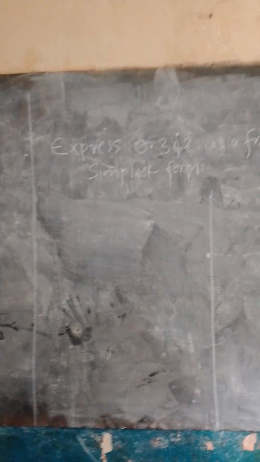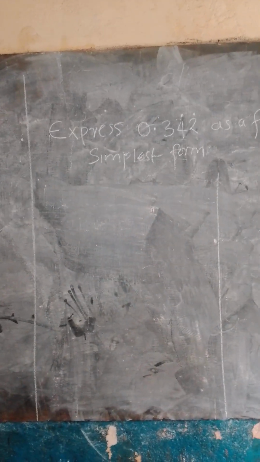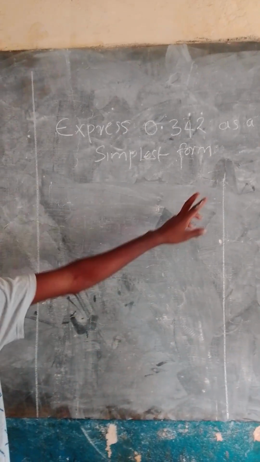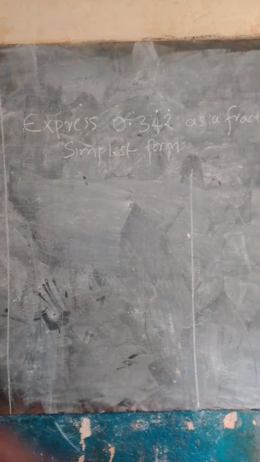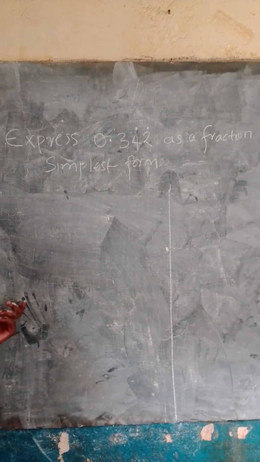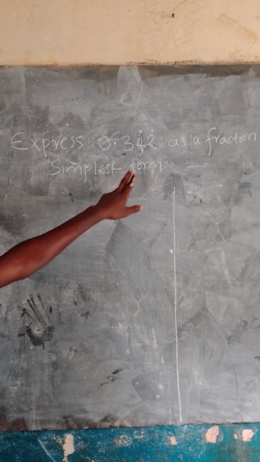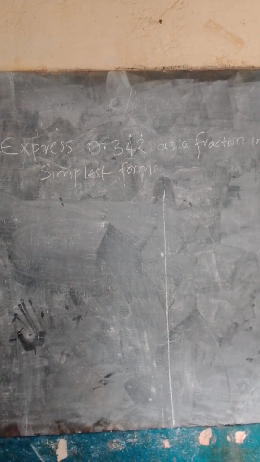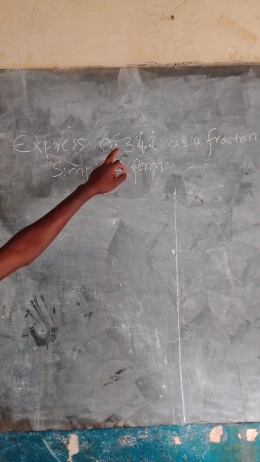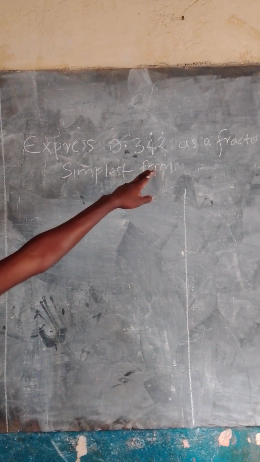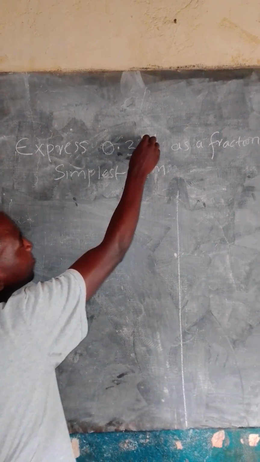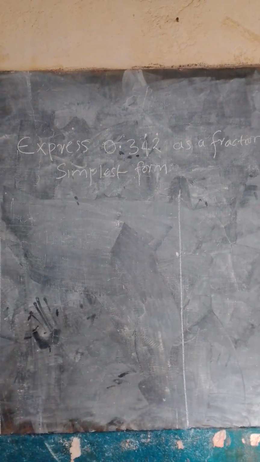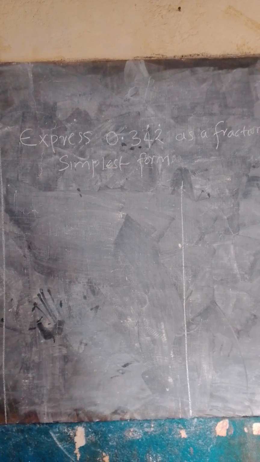Today we have a question like this one. Express 0.342 as a fraction in its simplest form. When you have a question like this, number one, you have to identify the recurring numbers. In our case, we have 0.342, and these dots mean that 4 and 2 are the ones which are recurring.